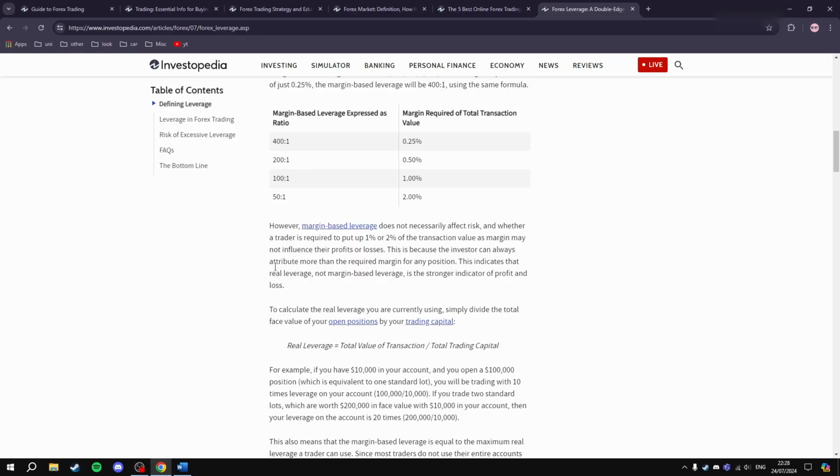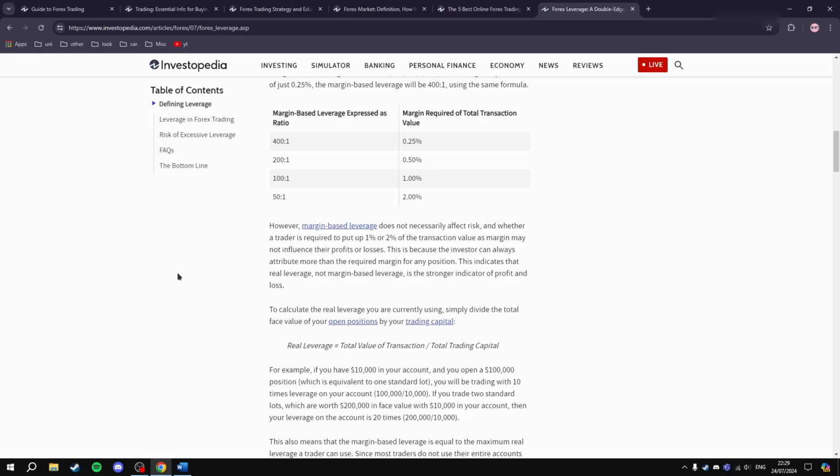However, margin-based leverage does not necessarily affect risk, and whether a trader is required to put up 1% or 2% of transaction value as margin may not influence their profit or losses. This is because the investor can always allocate more than the required margin for any position. This indicates that real leverage, not margin-based leverage, is a stronger indicator of profit and loss.